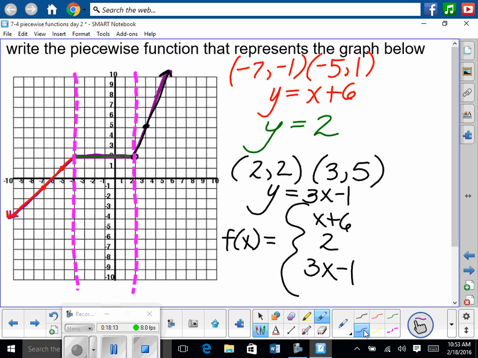Yes? For the equation, isn't this like 3x minus 4? Was it minus 4? I don't know. I just took everyone's word for it. Yes, 3x minus 4. 3x minus 4. Okay. So 3x minus 4. Thank you.